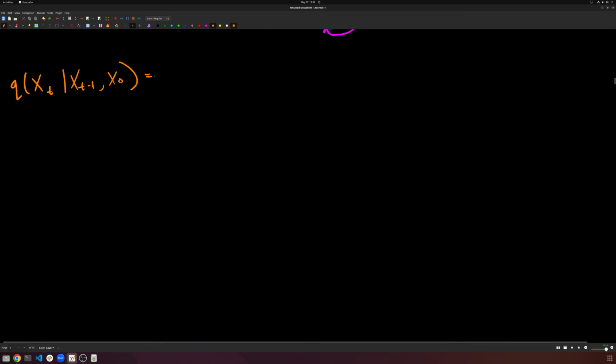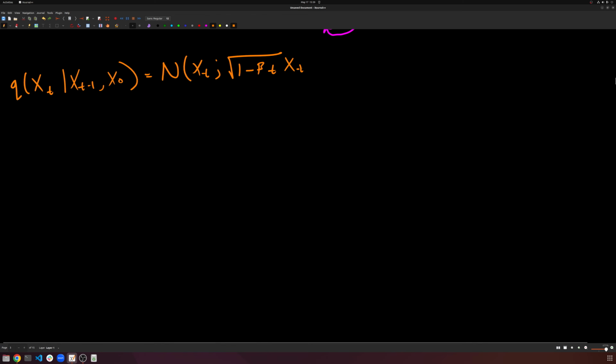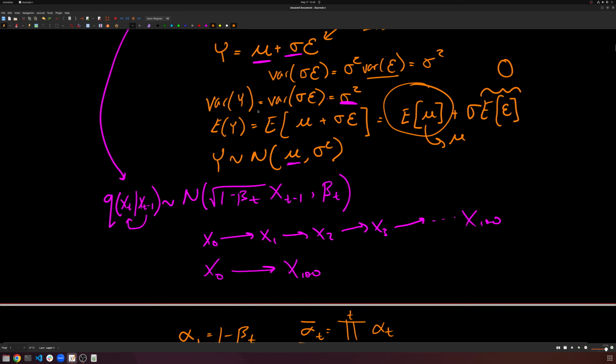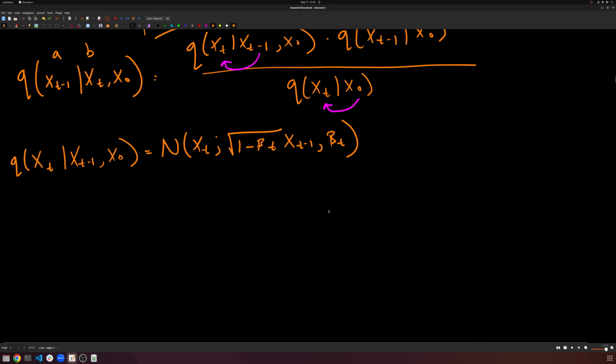If you remember, this was a normal distribution, and we solved for this earlier. XT is the variable, and it's going to be the square root of 1 minus beta t, times XT minus 1, and then beta t. So that's what we had before. We solved for this. Let's recap up here. It was right here: a normal with mean square root of 1 minus beta t times xt minus 1, and variance beta t. We did this earlier, so it's nothing new. It's just rewriting something we already had.